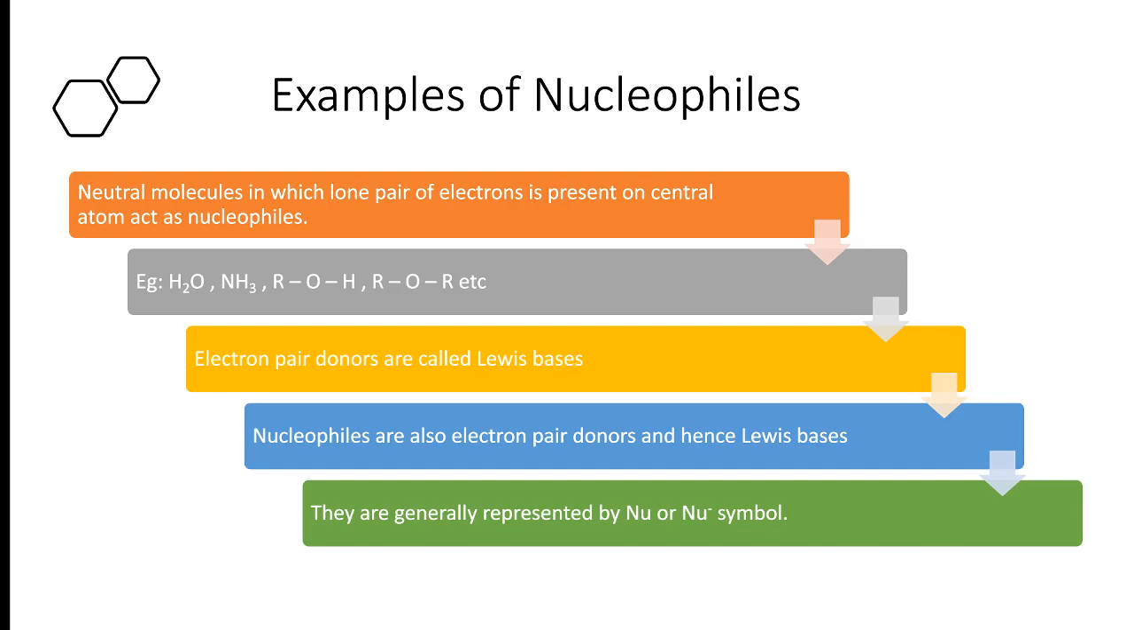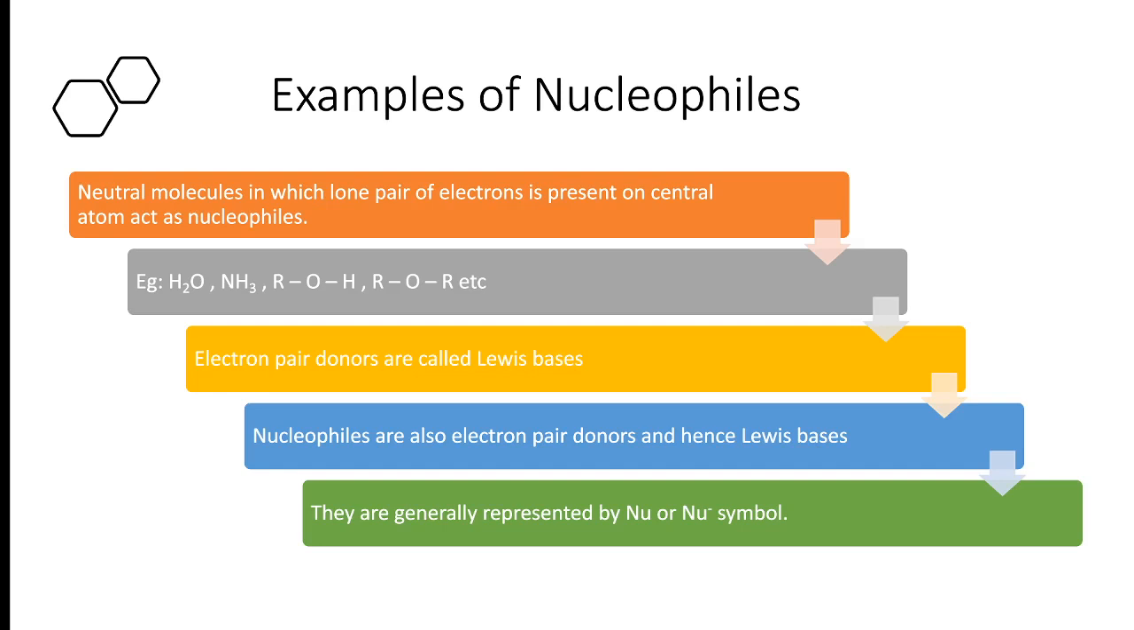And next one is ether. In ether, the central atom is oxygen, which has two lone pairs. Because of that reason, it also acts as a nucleophile. So, even if one lone pair is enough to donate, it behaves as a nucleophile. Next, electron pair donors are called Lewis bases. So, all nucleophiles can donate a pair of electrons. Thus, all nucleophiles are called Lewis bases, whereas electrophiles are Lewis acids. Nucleophiles are Lewis bases. This point we should remember.